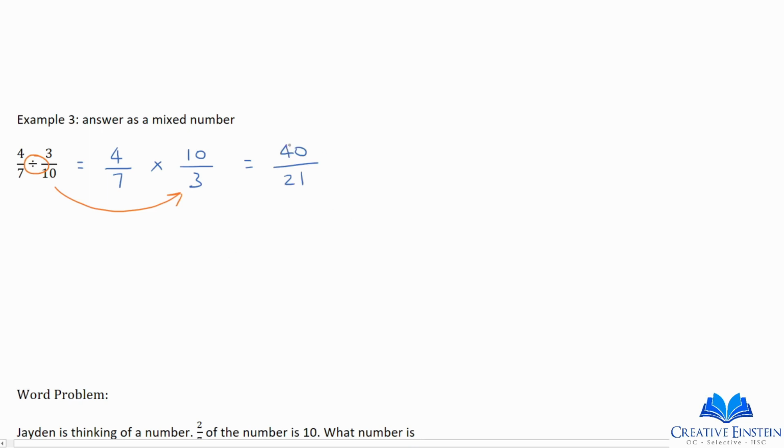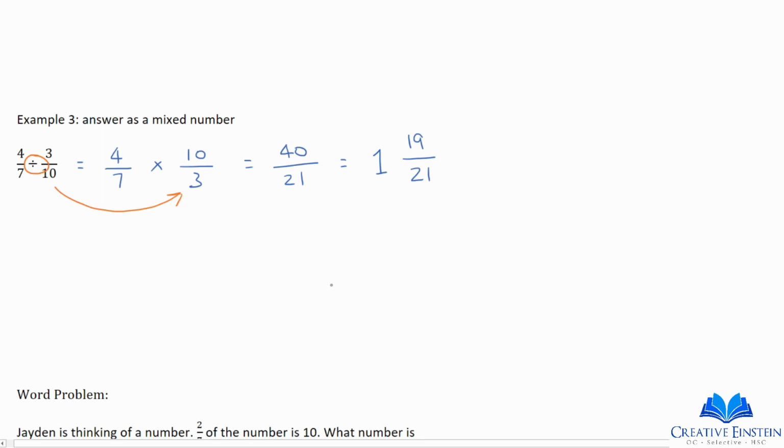Now, can you see that the top is larger than the bottom? That means this is an improper fraction. To turn it into a mixed number, we need to figure out how many 21s are in 40. There is 1. And we have 19 left over, so 1 and 19/21. That is our answer.